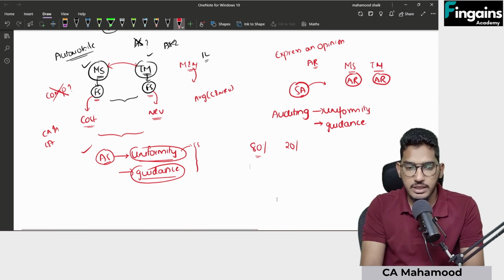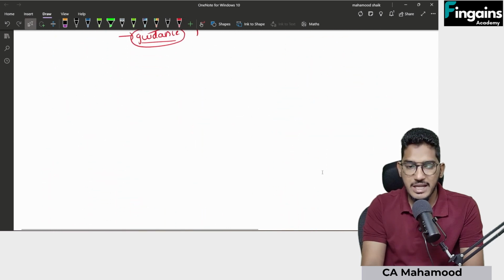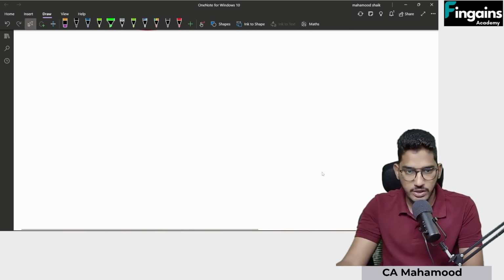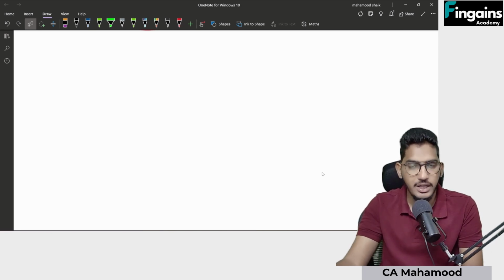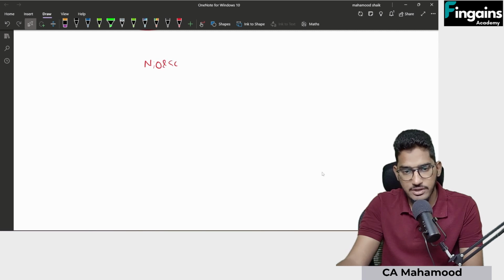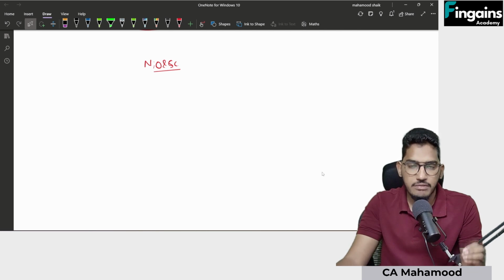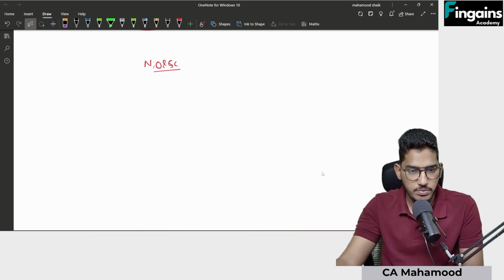And the chapter which we are about to discuss now is Nature, Objective and Scope of Audit. So we are done with the introduction to auditing. Now we are supposed to start the chapter called Nature, Objective and Scope of Audit. From where has this chapter been taken? Even this chapter has been taken from standards on auditing only.